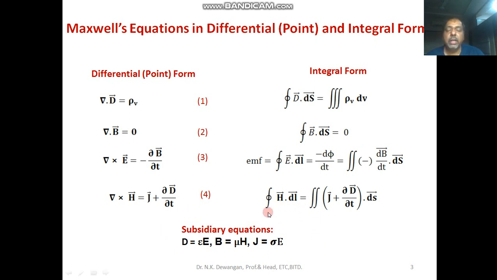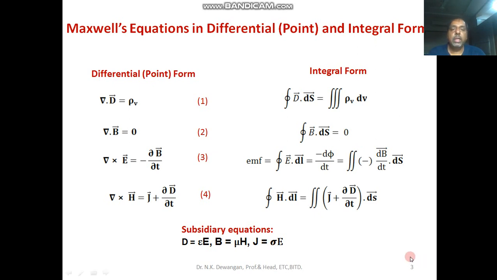These are the subsidiary equations. D is equal to epsilon E, D vector is epsilon E vector, B is equal to mu H vector, J is equal to sigma E vector, where epsilon is the permittivity of the medium, mu is the permeability of the medium, sigma is the conductivity of the medium.